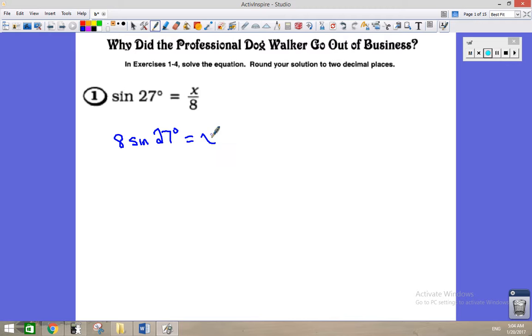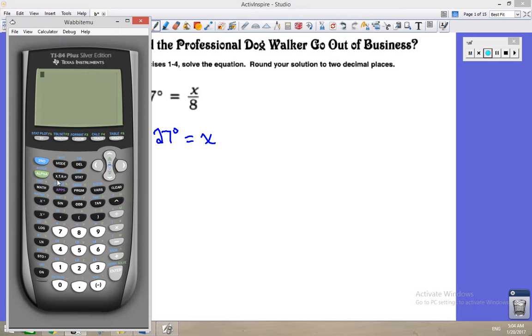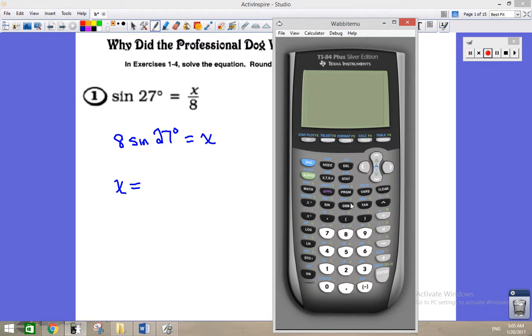then we'll have x. And they want us to have our calculator round to 2 decimals, and it needs to be in degrees. So on these graphing calculators, it's usually some type of screen. You can see here that it is set to round to 2 decimals, and it is in degrees. So I'm set to go, and 8 times the sine of 27, I get 3.63.